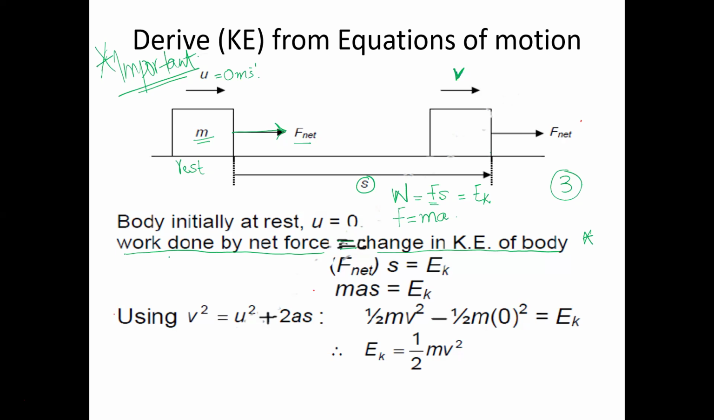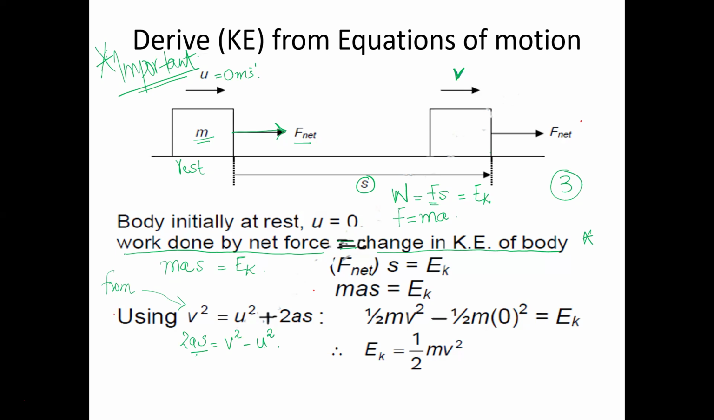So what relation am I going to get? This will be equal to mas is equal to kinetic energy. हमें kinetic energy का फॉर्मूला निकालना है. अब मुझे पता है कि from the equation of motion, what is the equation of motion? I know 2as is equal to v square minus u square. From the equation of motion, 2as is equal to v square minus u square.